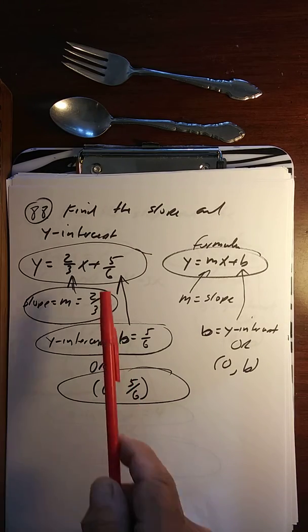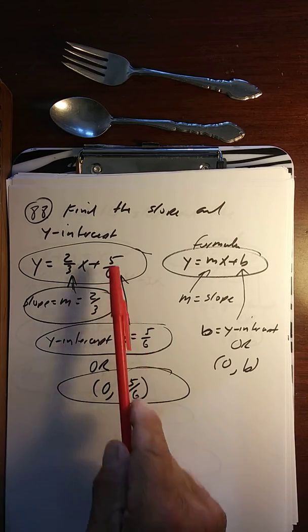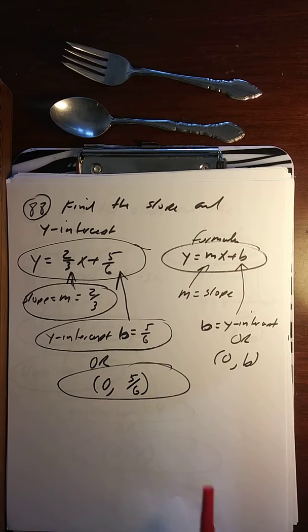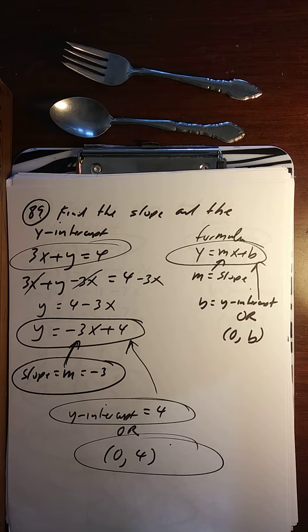Find the slope and the y-intercept. Right there, there's the slope, 2/3. And the y-intercept is going to be what? 5 over 6 or 0 and 5/6. 5 over 6.